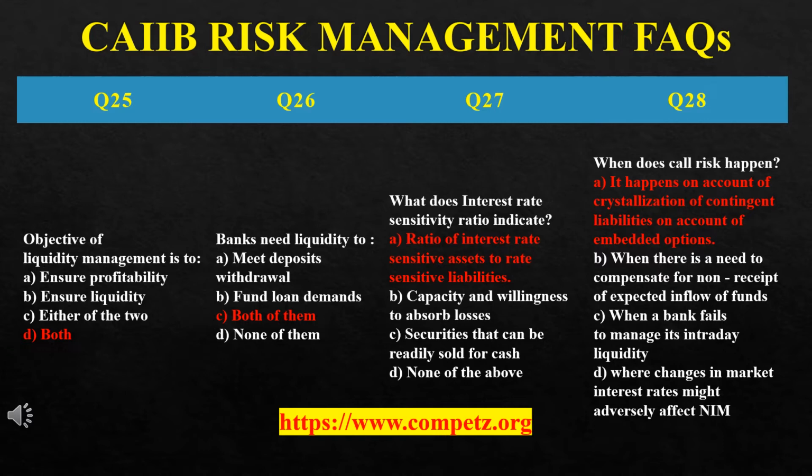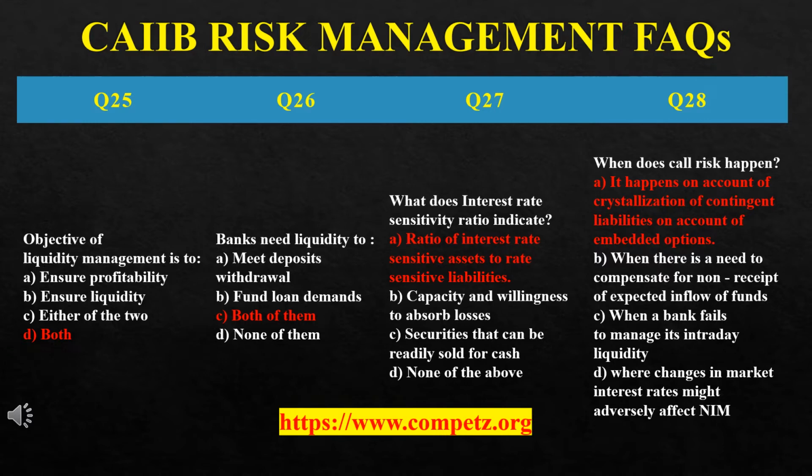The last question: when does call risk happen? So what is the term call risk? When does this happen? There are four options, just have a look there. The first is that it happens on account of crystallization of contingent liabilities on account of embedded options.